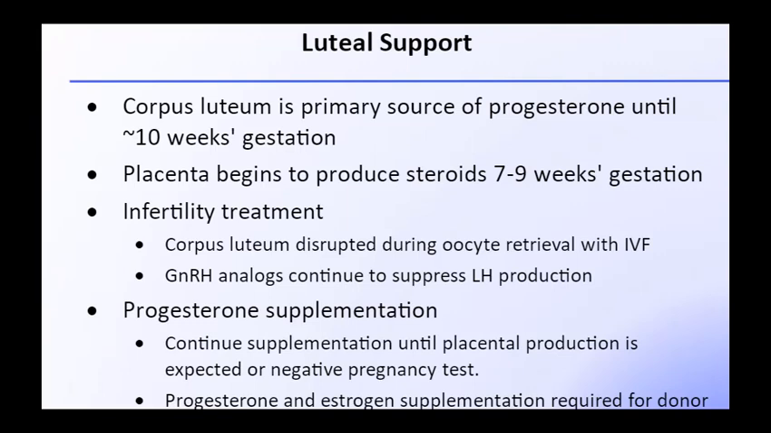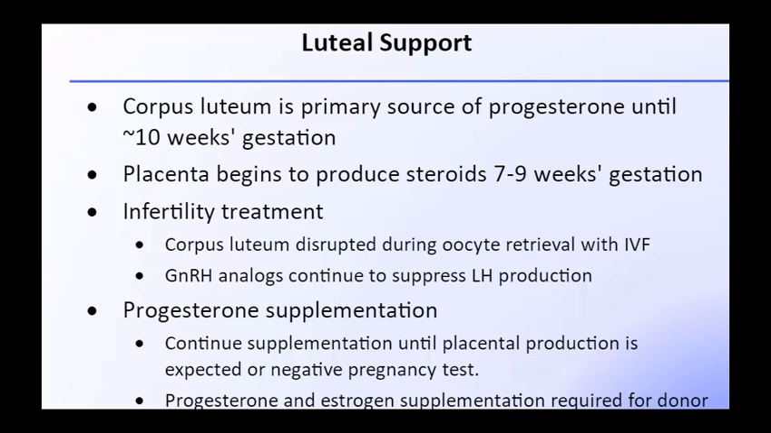Many women will require luteal phase support for an infertility treatment-conceived pregnancy. The corpus luteum, which is the site from where the egg ovulated, is the primary source of progesterone until approximately 10 weeks gestation. The placenta begins to produce steroids between 7 and 9 weeks gestation until it takes over completely.